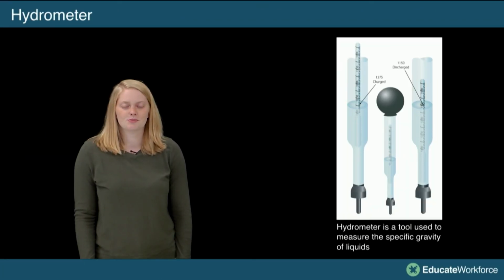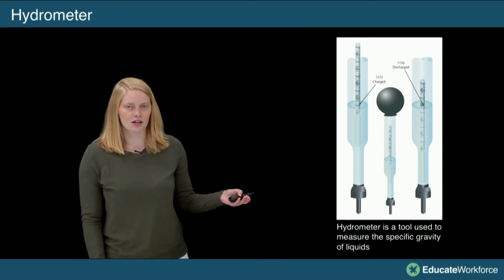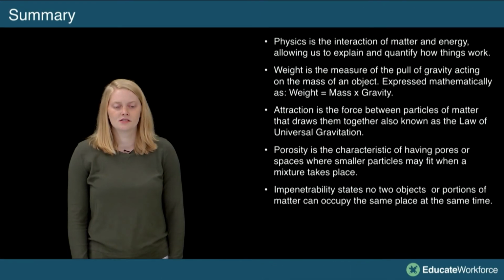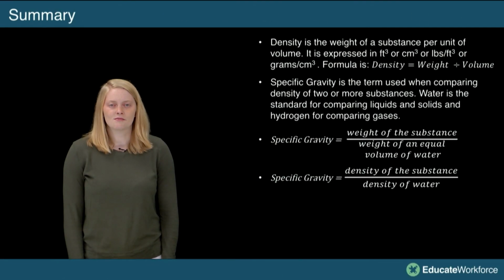An application of specific gravity is a hydrometer, which is seen here. This is a tool that can be used to measure the specific gravity of liquids. In summary, physics is the interaction of matter and energy. We have also looked at different characteristics of matter, including weight, attraction, porosity, and impenetrability. Other characteristics of matter that we have discussed are density and specific gravity.